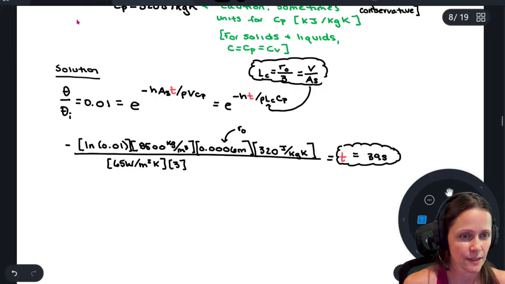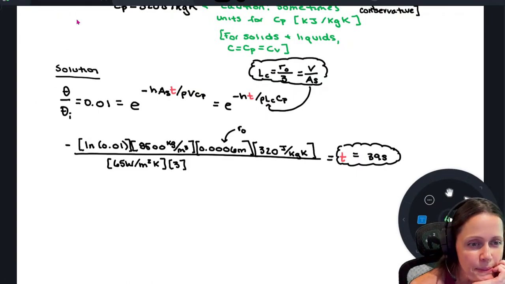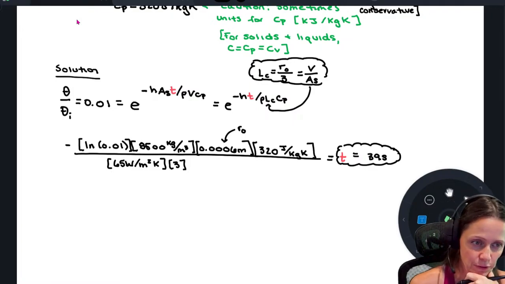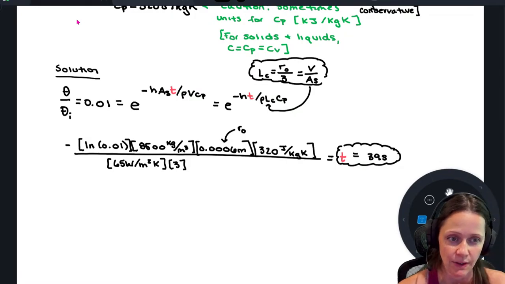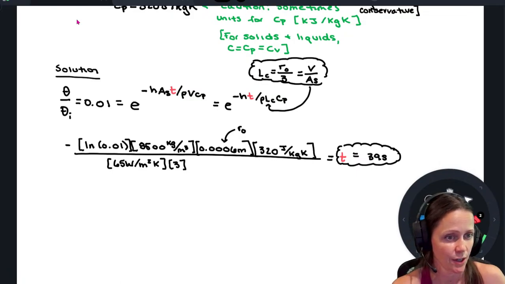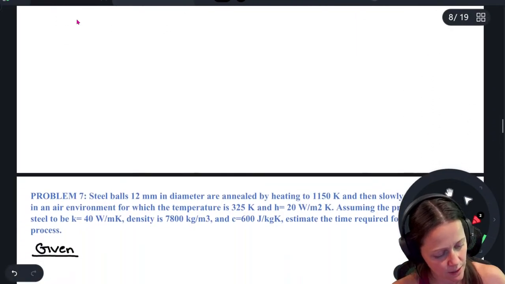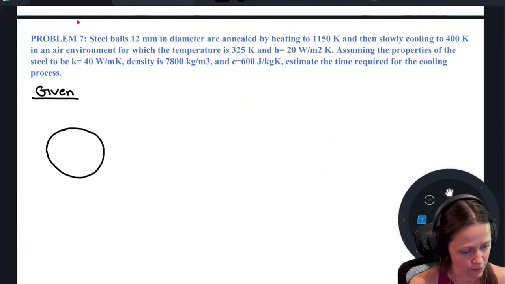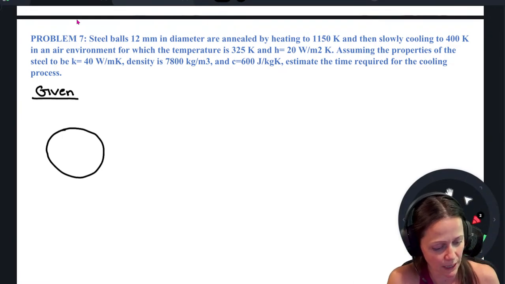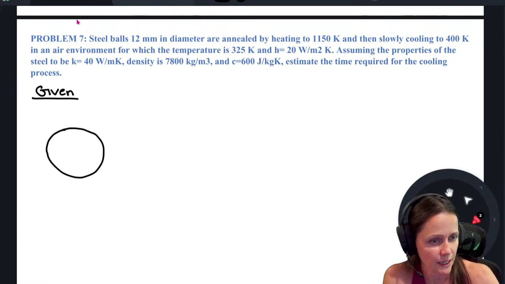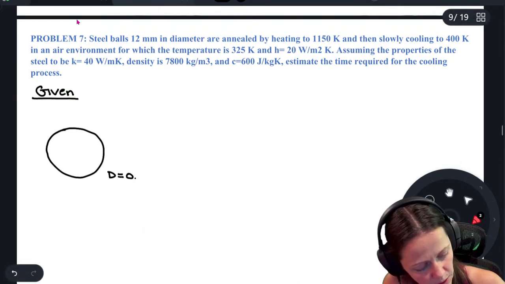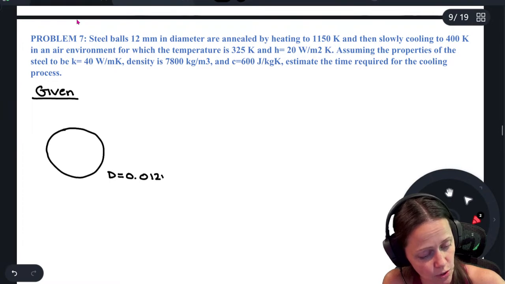So we have 12 millimeters in diameter, and they're annealed by heating to 1150 Kelvin and then slowly cooling to 400 Kelvin in an air environment in which the temperature is 325 Kelvin. If I need to go back at the end, just yell at me, I don't mind going back. So they've heated it up. I'll write the diameter of this guy: 12 millimeters, so 0.012 meters.